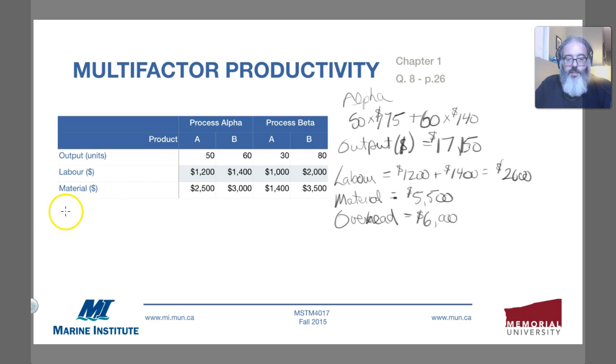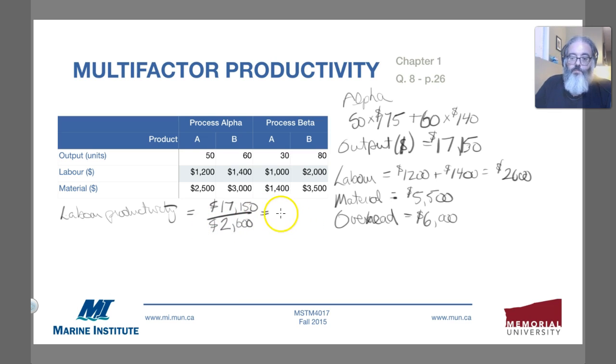So we'll do our labor productivity first. So that is simply going to be equal to our total output in dollars, which is 17,150, divided by our total labor cost, which is $2,600. And the ratio for that is going to be 6.596. I want to point out one little thing. I guess it's a sticking point. In the book, they have labor productivity as a dollar value, but productivity is a ratio, and does not have any dollar amount assigned to it.